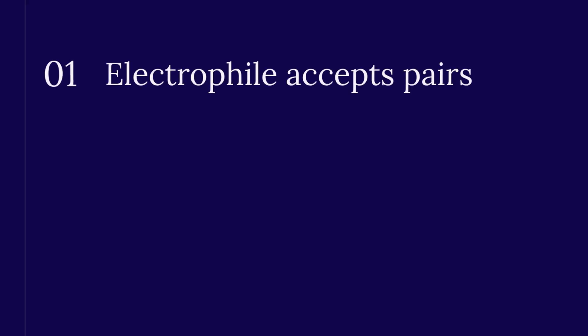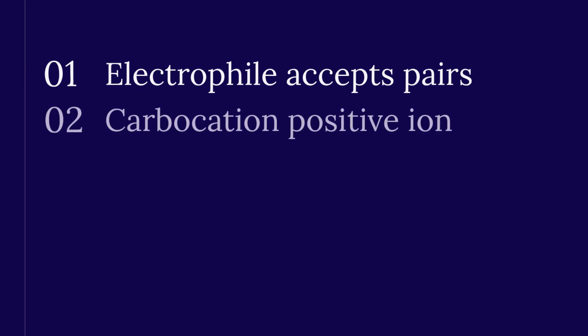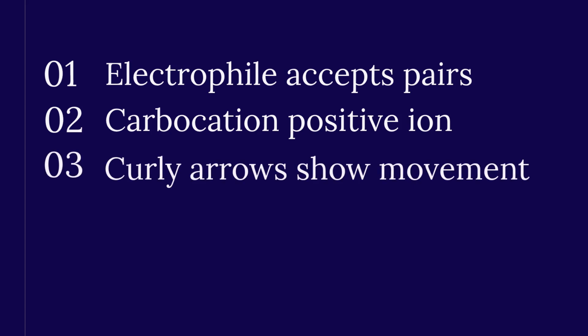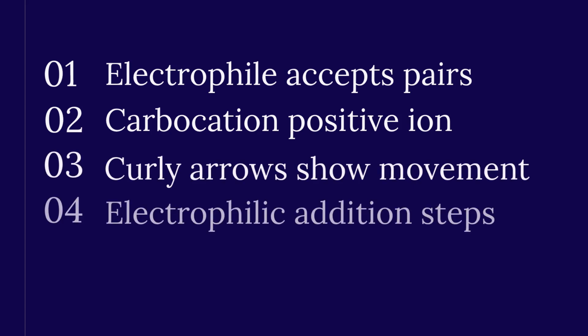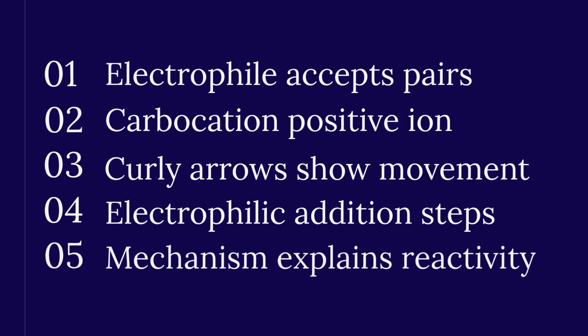An electrophile accepts an electron pair. A carbocation is a positively charged carbon ion. Curly arrows show electron pair movement. Electrophilic addition involves electrophile attack, carbocation formation, and nucleophile attack. This mechanism explains alkene reactivity and product formation.